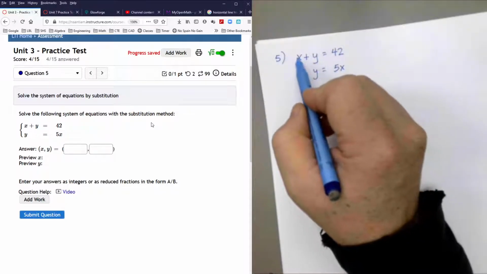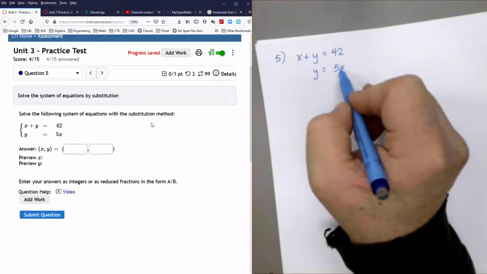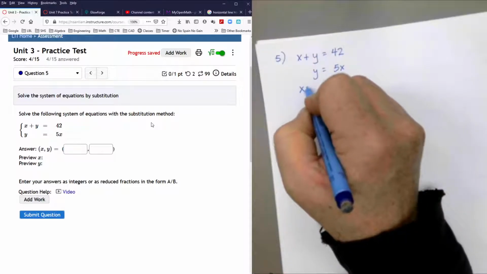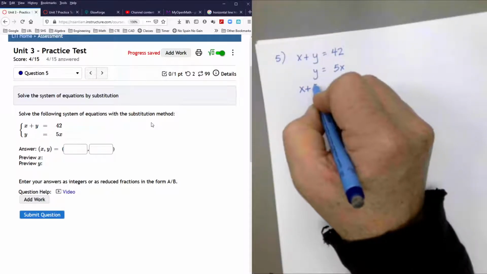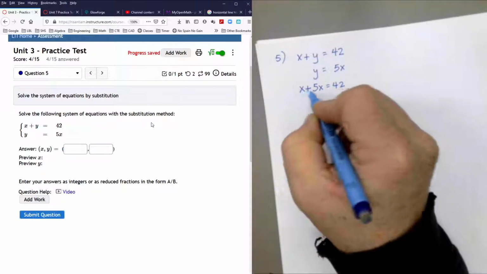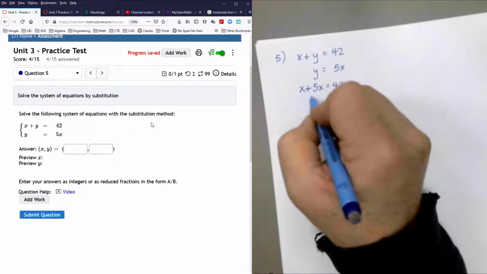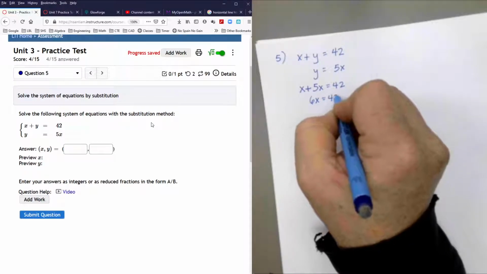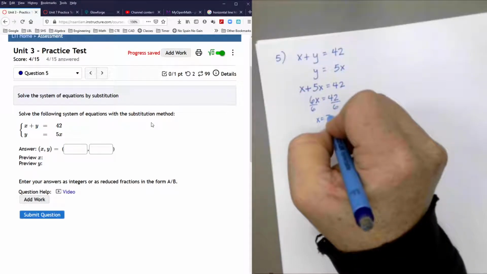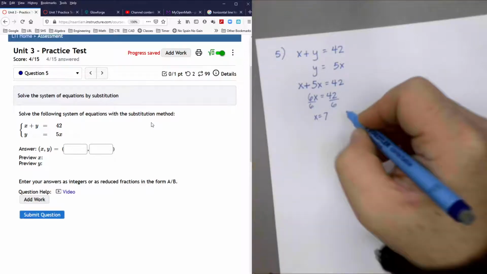So what I'm going to do is rewrite this first equation, but I'm going to replace y with 5x. So that's going to become x plus 5x is equal to 42. And so now I've got one variable, one equation, and I can solve that. So this is going to be 6x is equal to 42, which means if I divide both sides by 6, x is going to be 7. Now, I know the x value. I still need to find the y value.